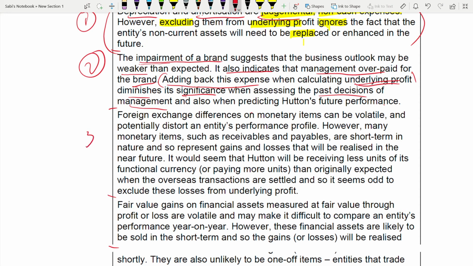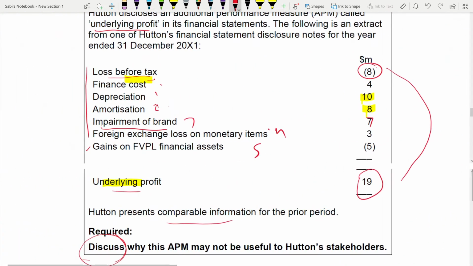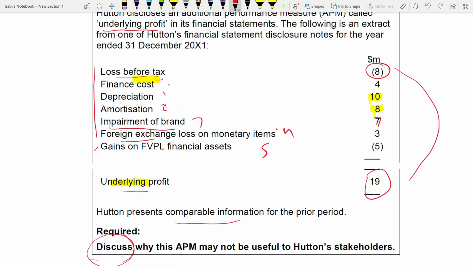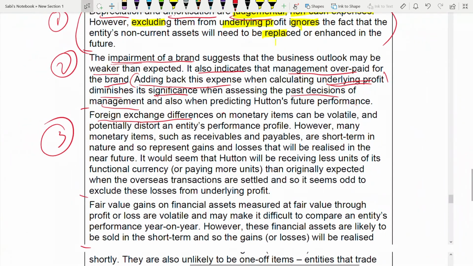So now the third point, foreign exchange differences. First word only, without wasting time. Immediately, the first word says which point you are going to write about. Foreign exchange differences on monetary items, this also they have excluded. They have added it back to the loss, meaning excluding it.